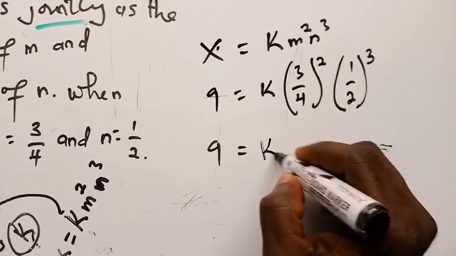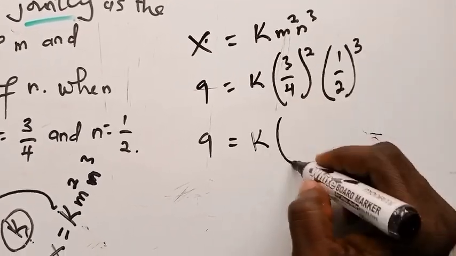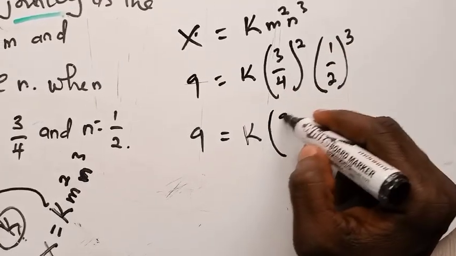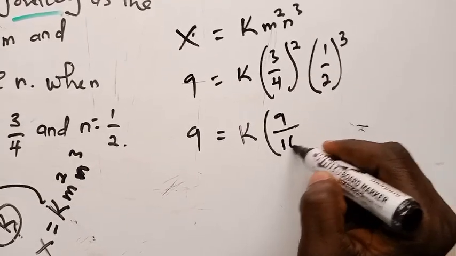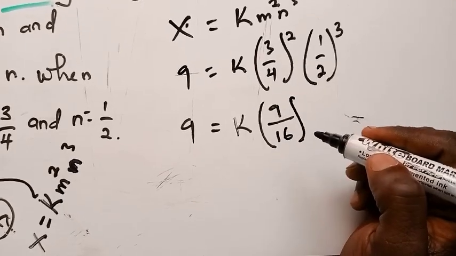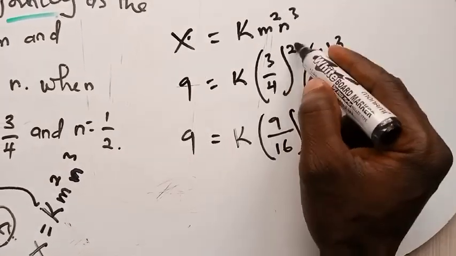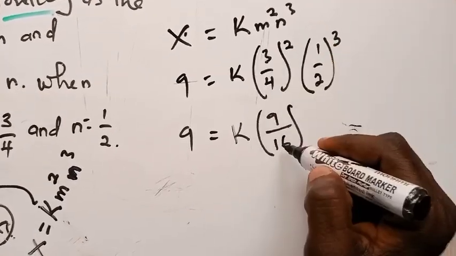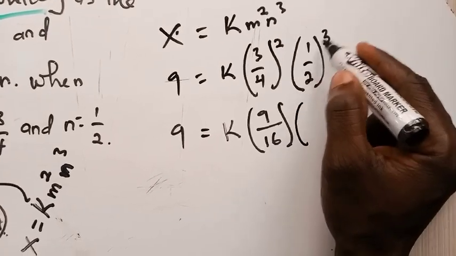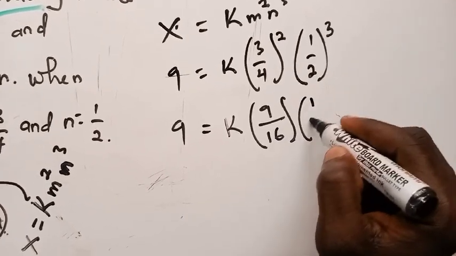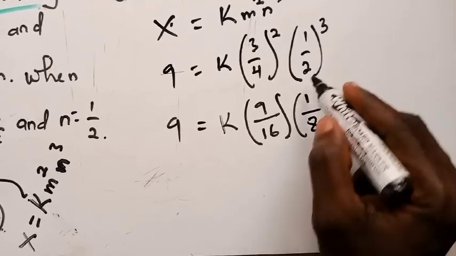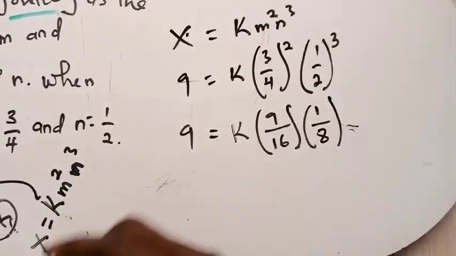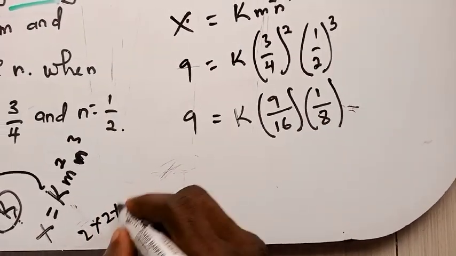So, the square of this: you square the top one, which is 9, and square the bottom as well, which is going to be 16. 3 squared will give you 9, and 4 squared will give you 16. And then this one raised to the power 3: 1 cubed is still going to be 1, and 3 raised to the power 3... sorry, 2 raised to the power 3 is going to be 8. 2 raised to the power 3 is just like saying 2 multiplied by 2 multiplied by 2.